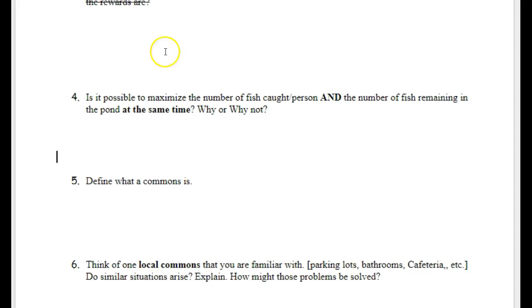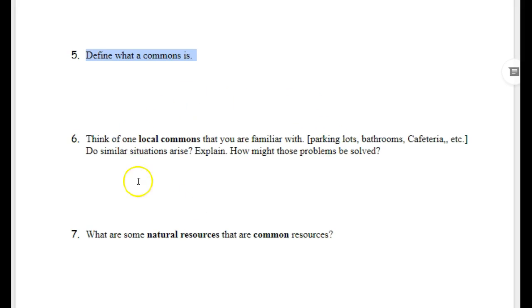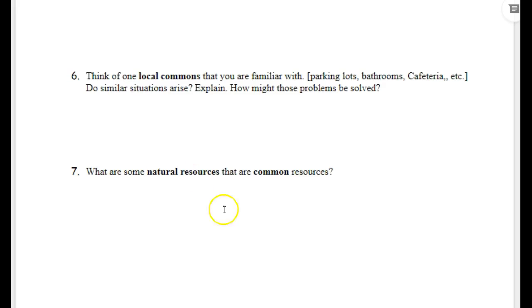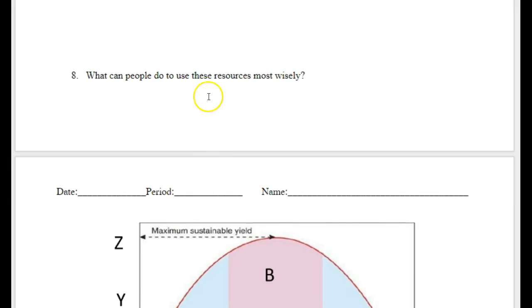This one, again, is going to take a little bit of thinking. It's kind of like the last one. This definition, if you could just take it directly from the notebook. Think of one local commons. It could be here at Silver Creek or here in San Jose, that's fine. Think about which natural resources are commons. And then how can we use resources more wisely?